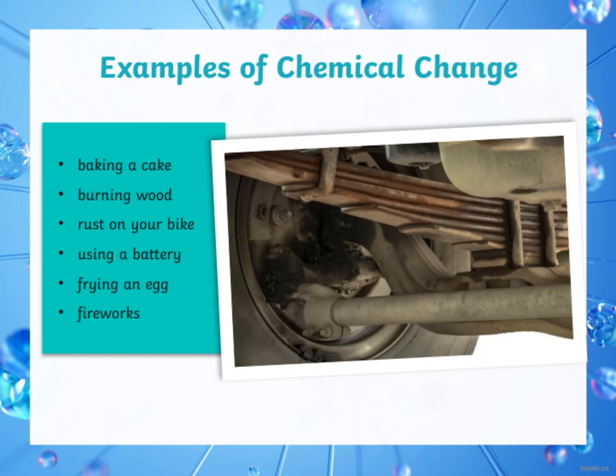Think about baking a cake. Once the ingredients mix and heat up, they transform into something new. Burning wood is another example. The wood turns into ash and smoke. Rust forming on your bike, using a battery, frying an egg, even fireworks. All these show how substances change at a fundamental level. These aren't just physical changes, they're chemical, creating new materials with different properties.